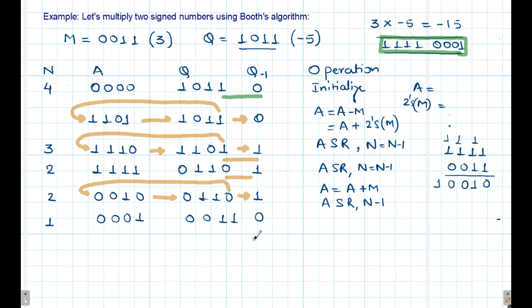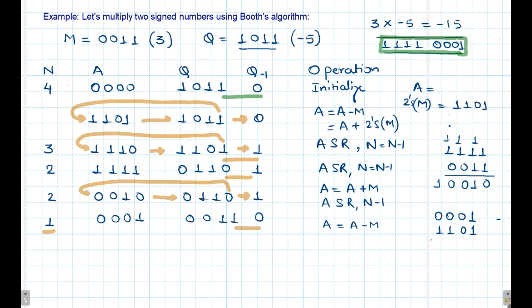Now this equation completes. So again we are going to check, because still n is not 0. So we are going to check the bit pair 1 0. This tells us the operation to be performed is A equals A minus M. So the current value of A is 0001, and the 2's complement equivalent of M is 1101, which we have already calculated earlier.